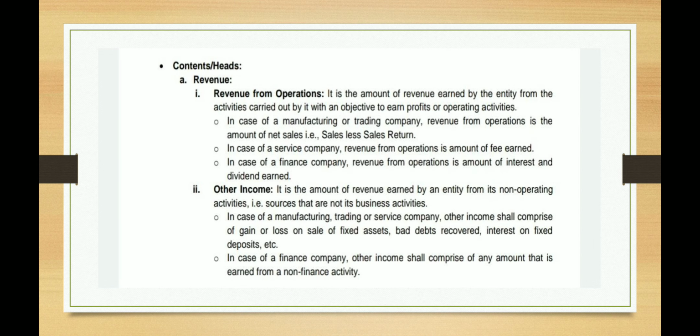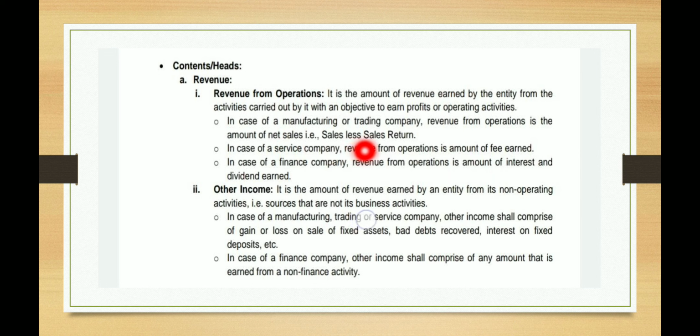So first of all we discuss revenue. Revenue from operation is the amount of revenue earned by the entity from the activities carried out by it with an objective to earn profit, that is, operating activities. Okay, operating activities: whatever activities are going on for the purpose of business are operating activities. In case of a manufacturing or trading company, revenue from operation is the amount of sales, net sales.